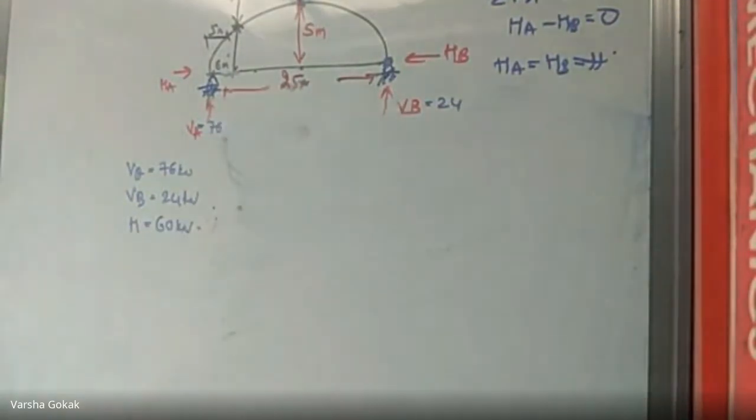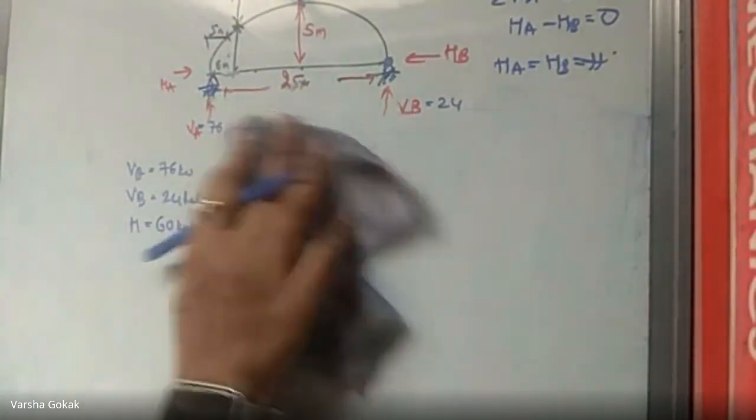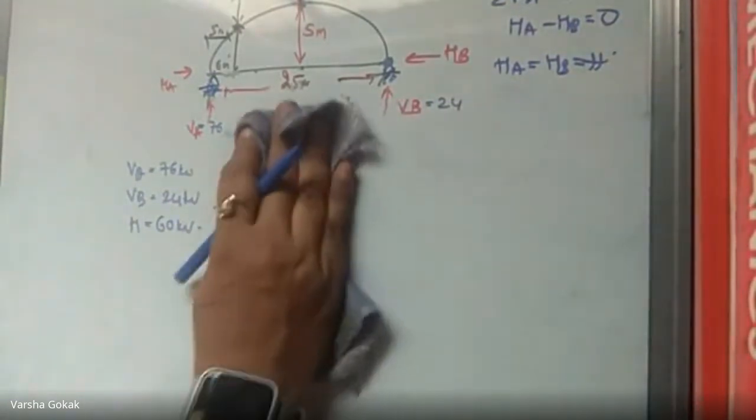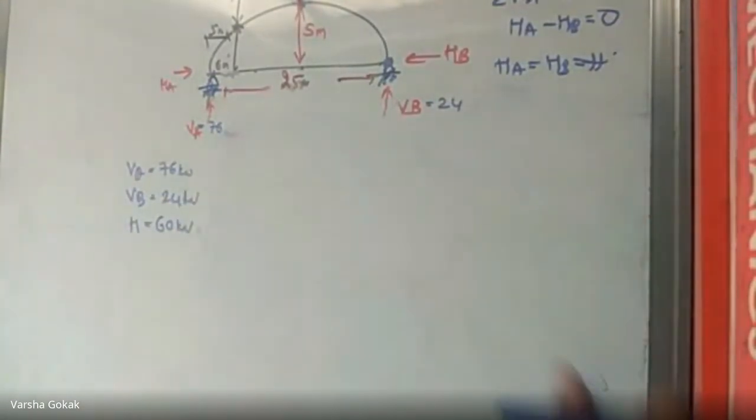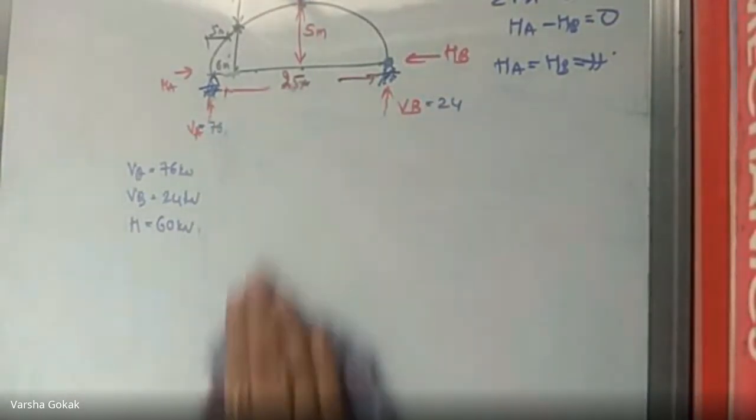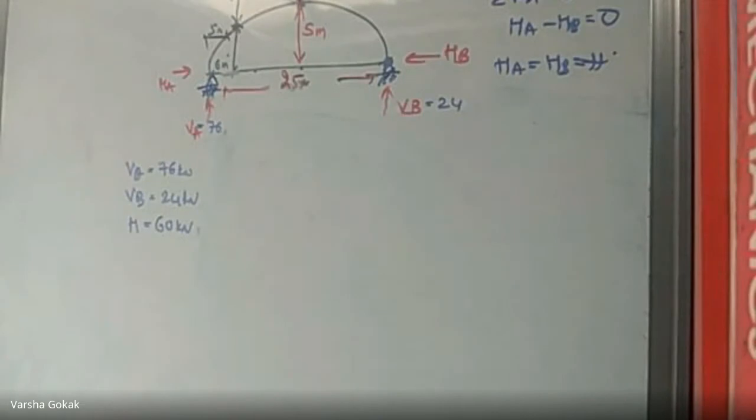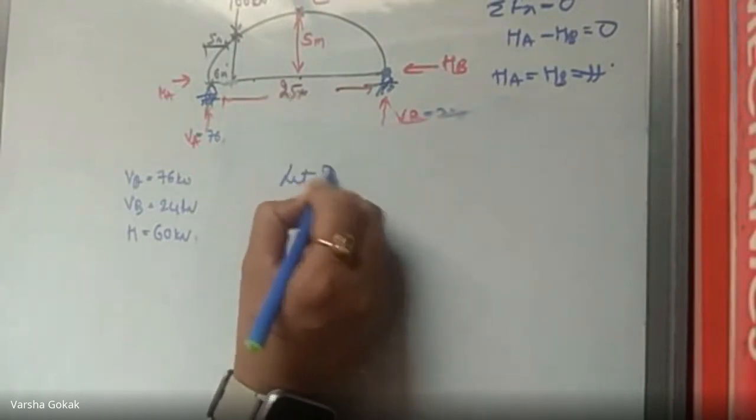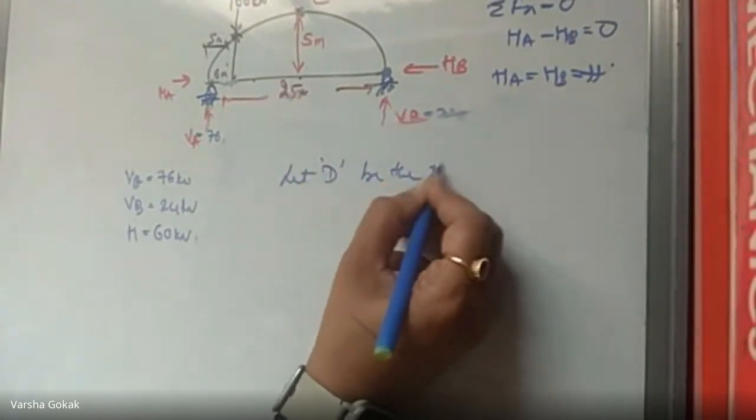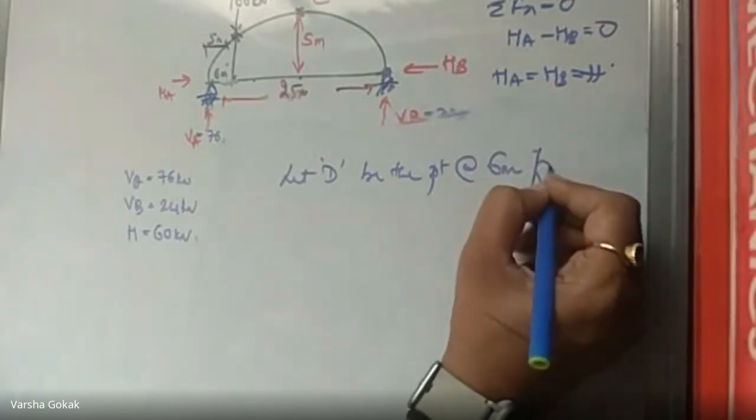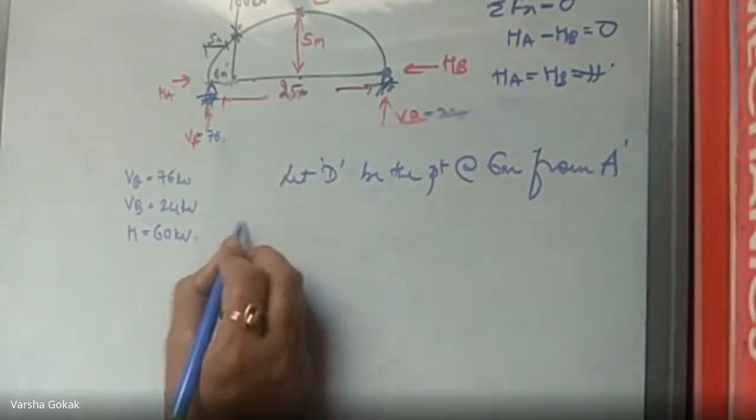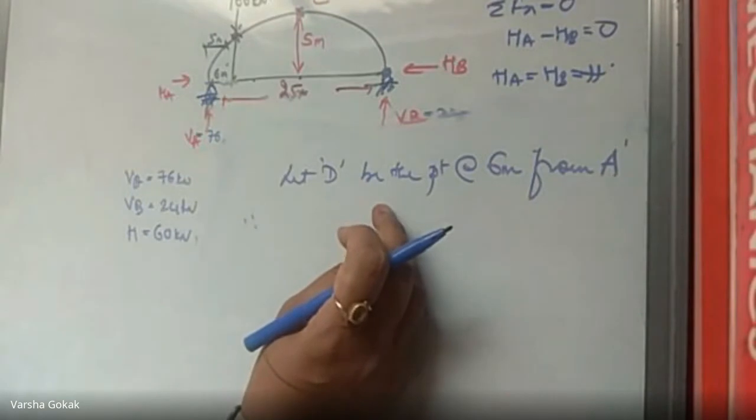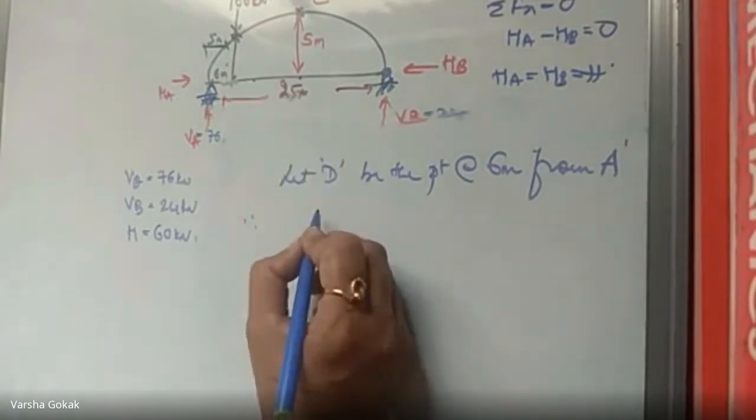So next I have to find the normal thrust and radial shear at point D only. That is at 6 meters. To find that radial shear and normal thrust, I require the previous condition that we used. I need to find the value of R and then we'll go ahead. So let D be the point at 6 meters from point A. Therefore, I have to write the properties of circle.